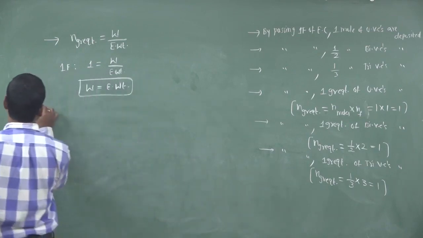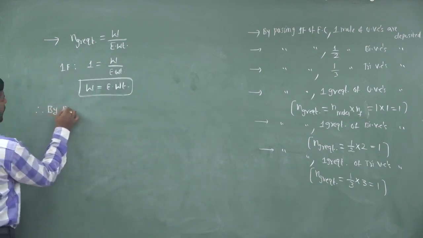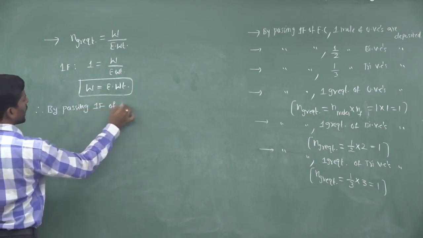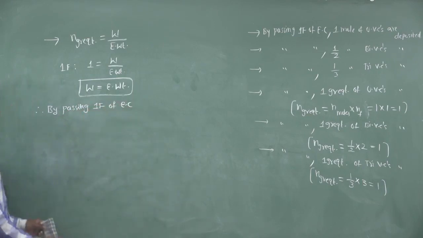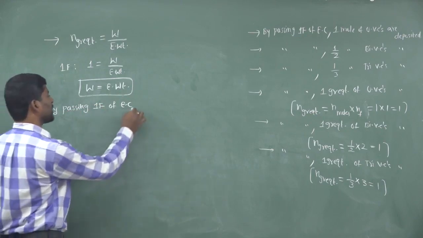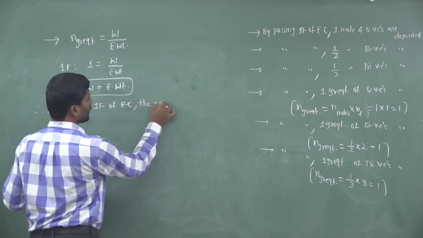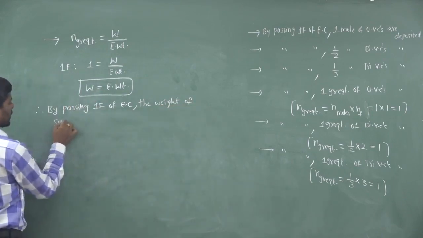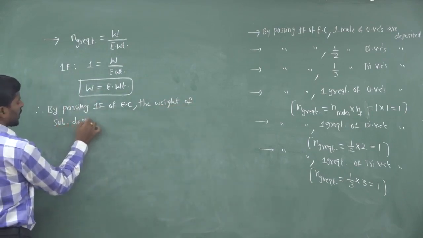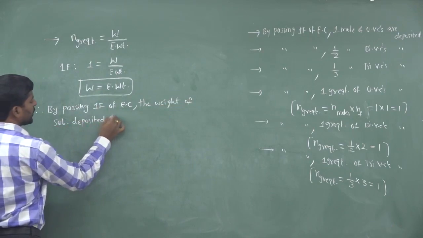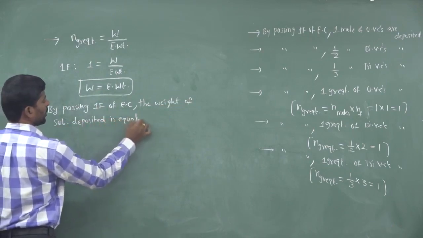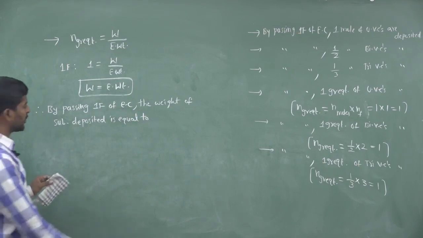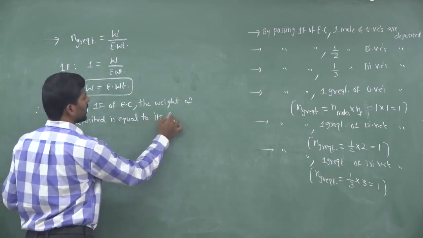Therefore, by passing 1 Faraday of electric current, the weight of substance deposited is equal to its equivalent weight.